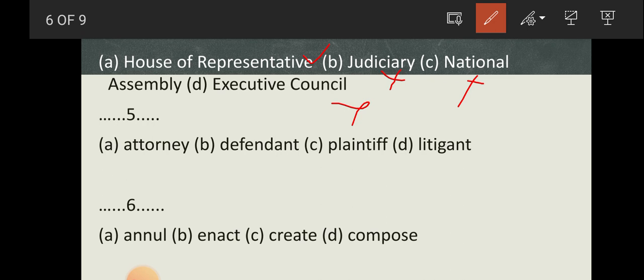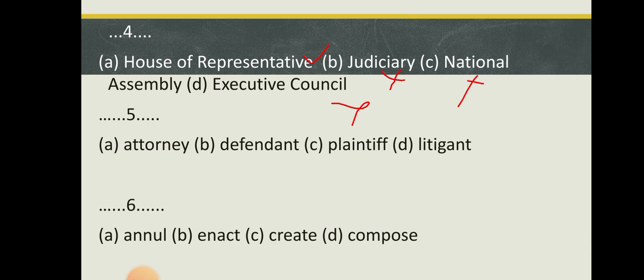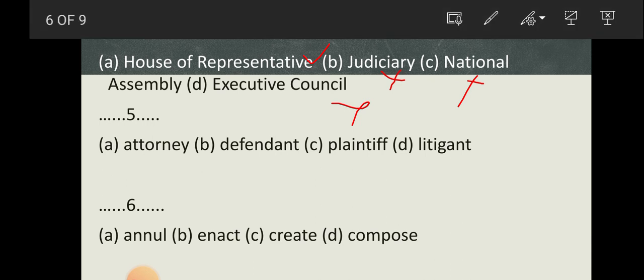Sorry, I don't know how I will explain this so that you guys will understand me. I don't know a better way to explain it so you understand what I actually mean. So judiciary is not part of it. National Assembly is not part of it, because it's already what we are talking about. Executive Council is not. So the best option there is House of Rep. All right. Let's go. Come on, Brainybite team.